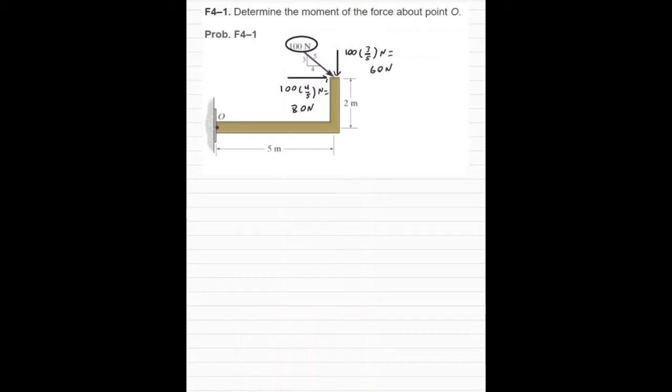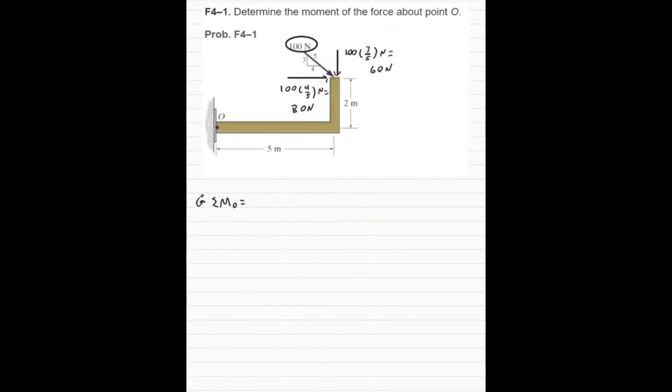Next, now that we've found the x and y components of this force, we can move on to finding the sum of the force moments about point O. Now, I like to use clockwise positive. You can use counterclockwise positive as well. Either way, we should be getting the same answer once we find the final one. And now we're going to find the sum of the moments about point O, so let's first start off with this 80 Newton force that we found.